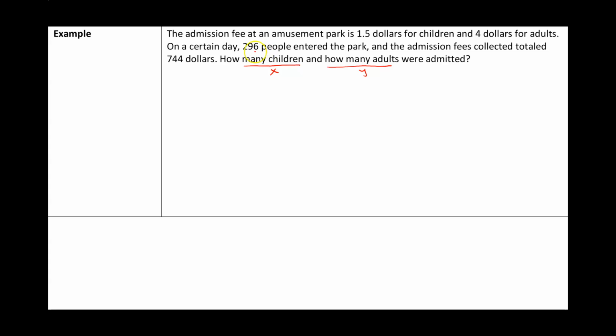Now here's what I know. I know that 296 people entered the park. So if I add the number of children plus the number of adults, that gives me 296.